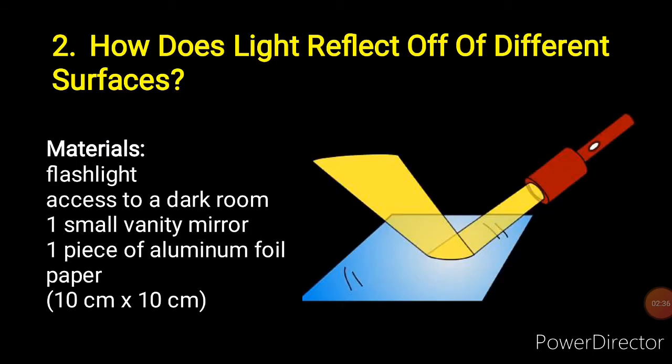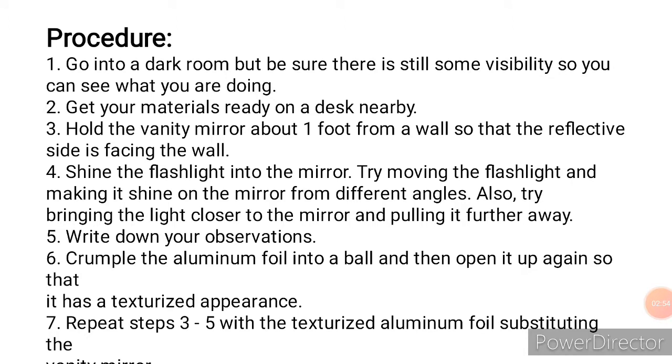The next thing we are going to be looking at is how light reflects off different materials. What are you going to be needing? You will need a torchlight, a dark room, and a piece of shiny aluminum paper. What you do is very simple. When you get to the dark room, you place the mirror to face the wall, and then you place the torch to face your mirror, and you see how the light will reflect from the mirror to the wall.